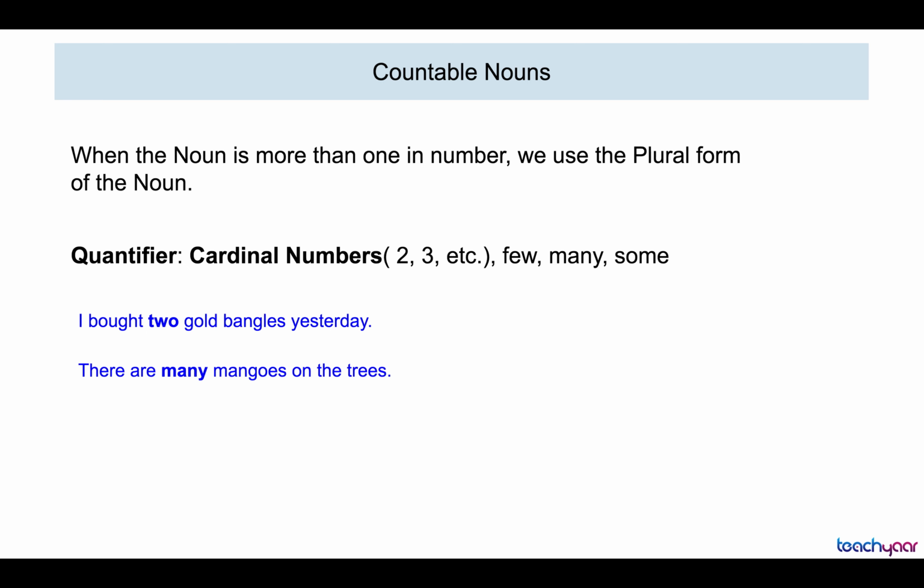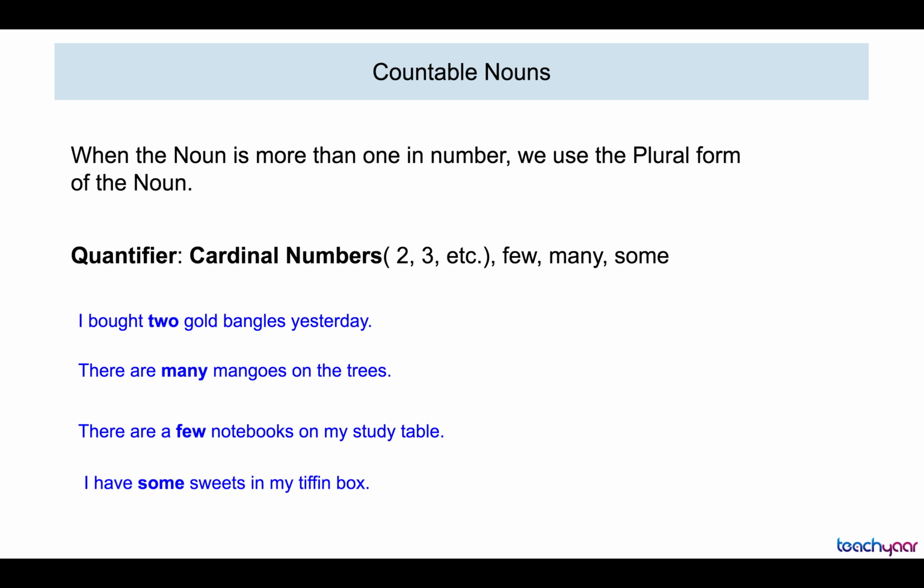See another sentence. There are many mangoes on the trees. Mangoes, plural. And in such a case, the determiner used is many. There are many mangoes on the trees. There are a few notebooks on my study table. Notebooks, plural form, and we have used the determiner few.